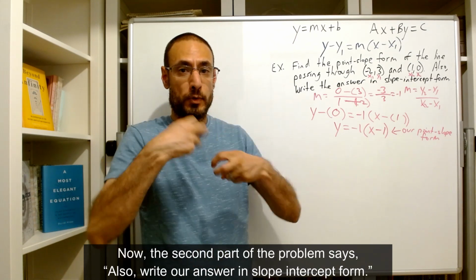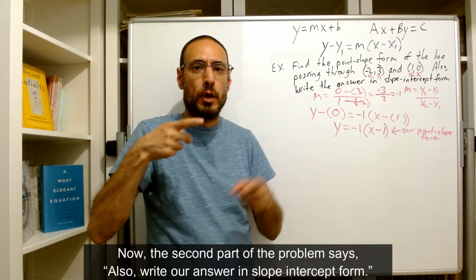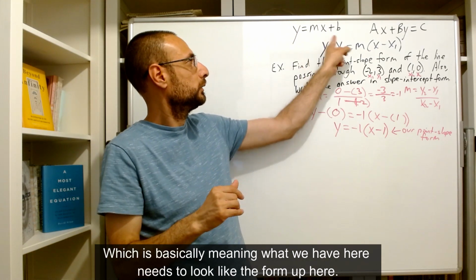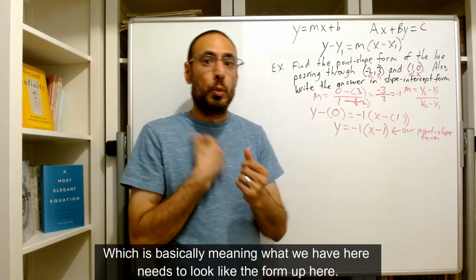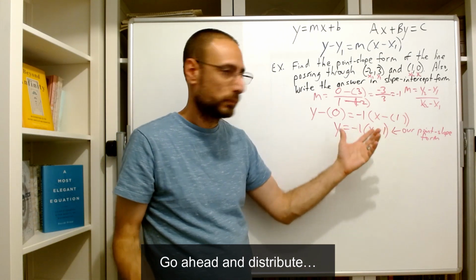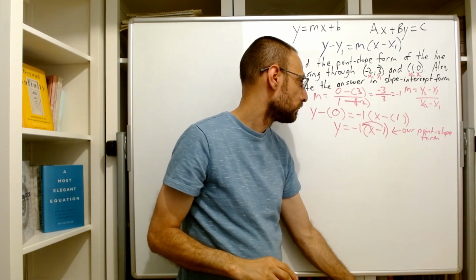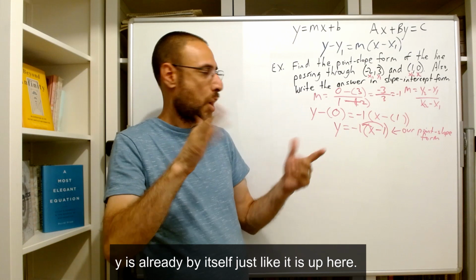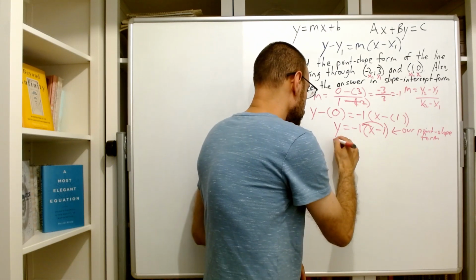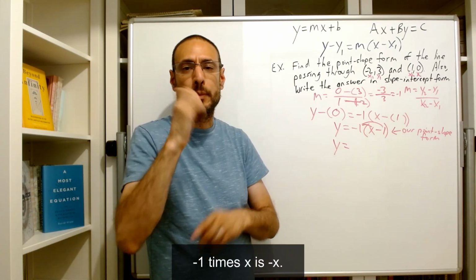Now, the second part of the problem says, also, write our answer in slope-intercept form. Which is basically meaning what we have here needs to look like the form up here. So, here's what we'll do. Go ahead and distribute. y is already by itself just like it is up here. -1 times x is -x.